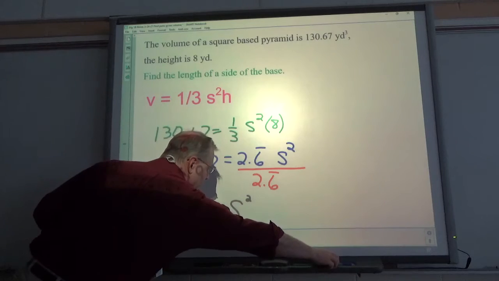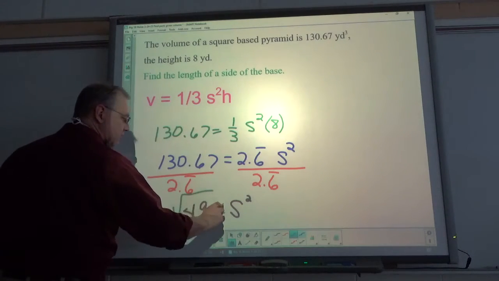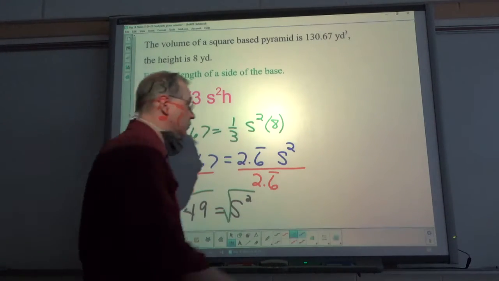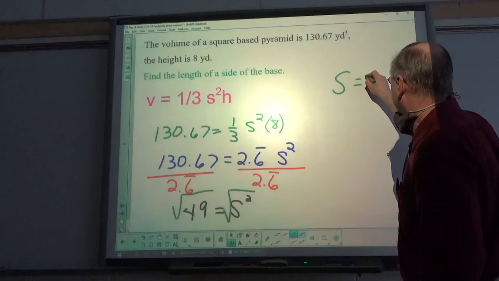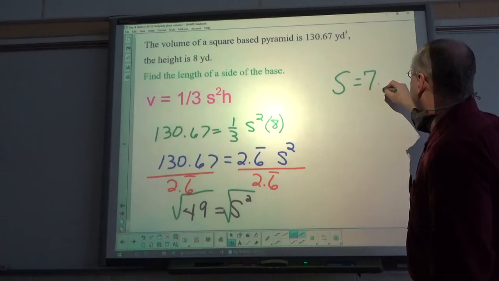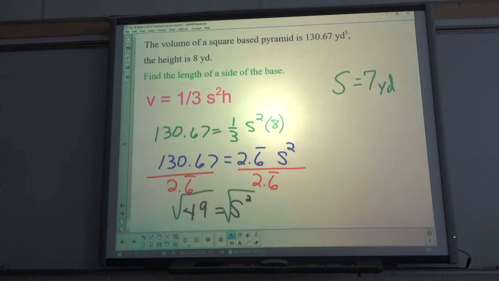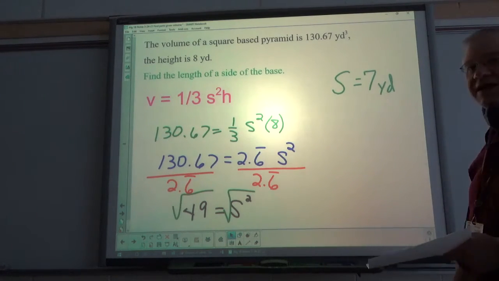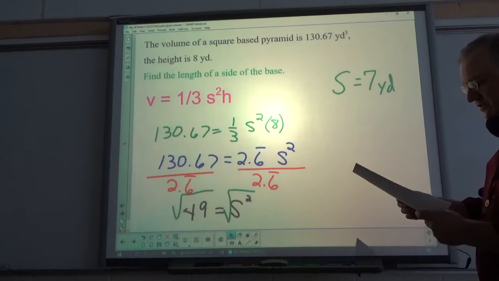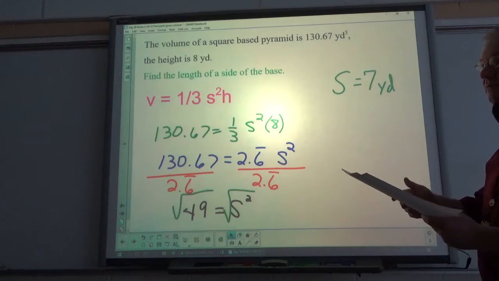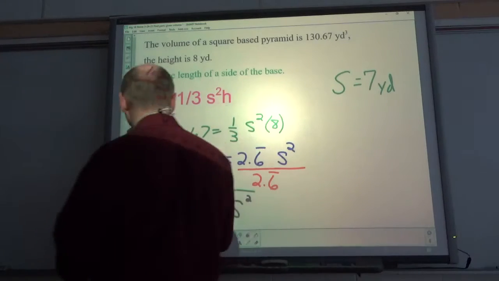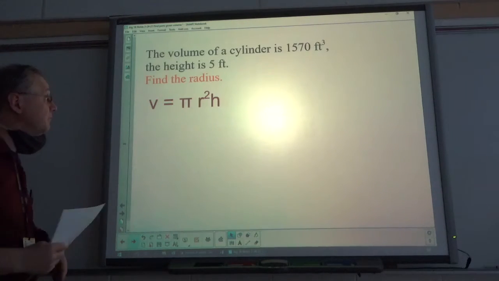So then when you go ahead and square root both sides to get rid of the square, s is going to be 7 yards. If you round it off, you're going to get 48.9, and that's okay as long as you remember you're going to round this off, and hopefully you get 7 or something very close. All right, here's our next example.